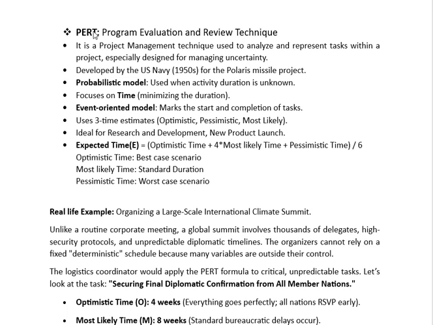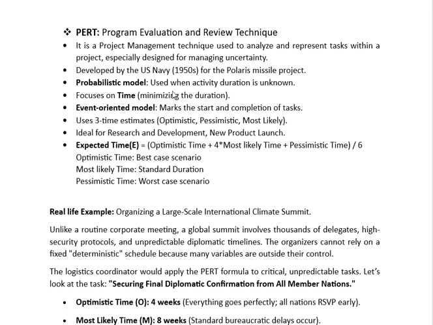PERT, full form is Program Evaluation and Review Technique. First point, it is a project management technique used to analyze and represent tasks within a project, specially designed for managing uncertainty. Developed by the US Navy in the 1950s for the Polaris missile project, it's a probabilistic model used when activity duration is unknown.